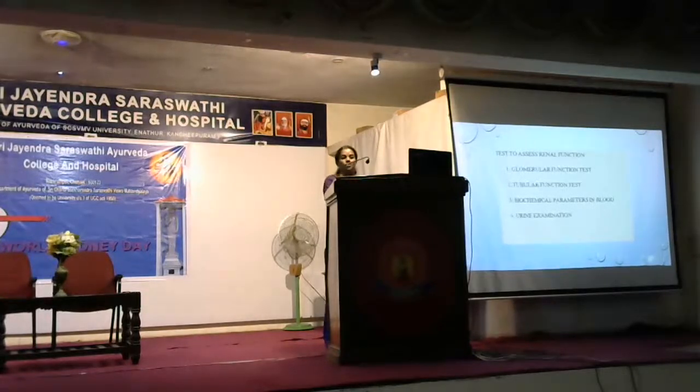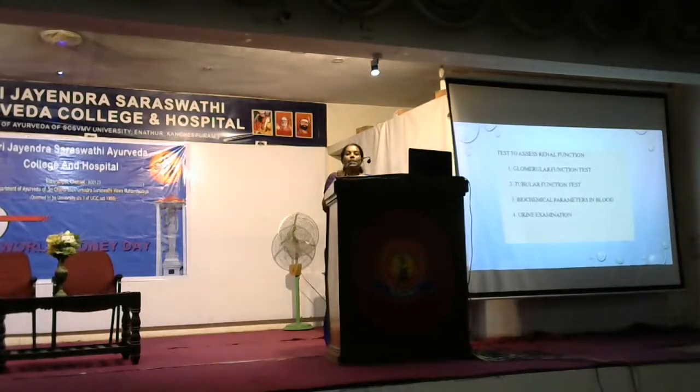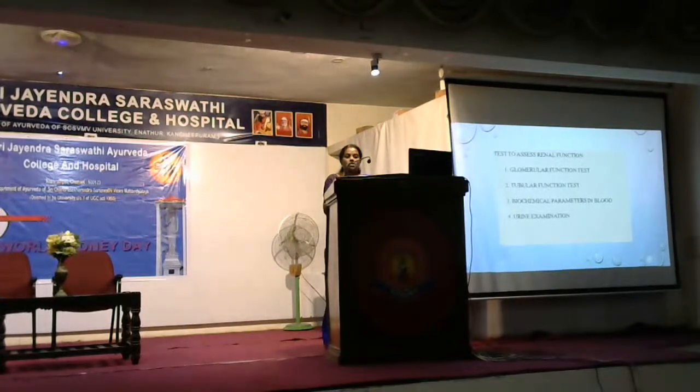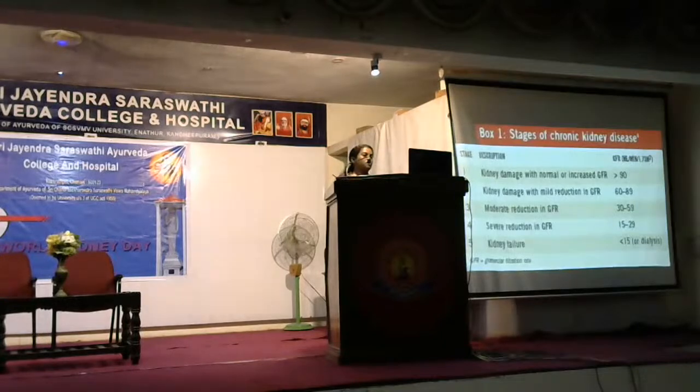Tests to assess renal function. These are the laboratory measures to assess renal functioning. When we are prescribing a renal function test for a patient, it not only indicates biochemical parameters like urea and creatinine. Renal function test includes glomerular function test, tubular function test, and biochemical parameters in blood and urine examination. Along with that, we have to do sonological or imaging studies to differentiate the cause.